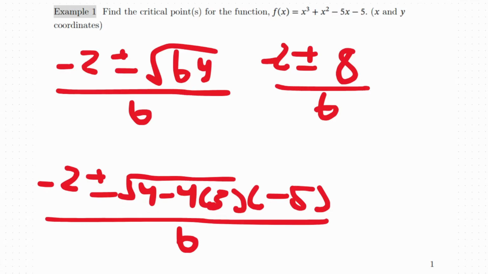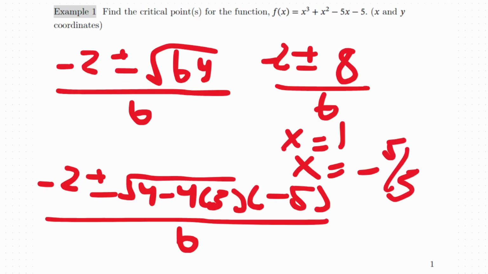So negative 2 plus 8 over 6 is going to be 1. So we know one of our critical points is 1. And negative 2 minus 8 over 6 is going to be negative 10 over 6, which is just going to be negative 5/3. So we're also going to have negative 5/3. And those are going to be our two critical points, x equals 1, x equals negative 5/3.